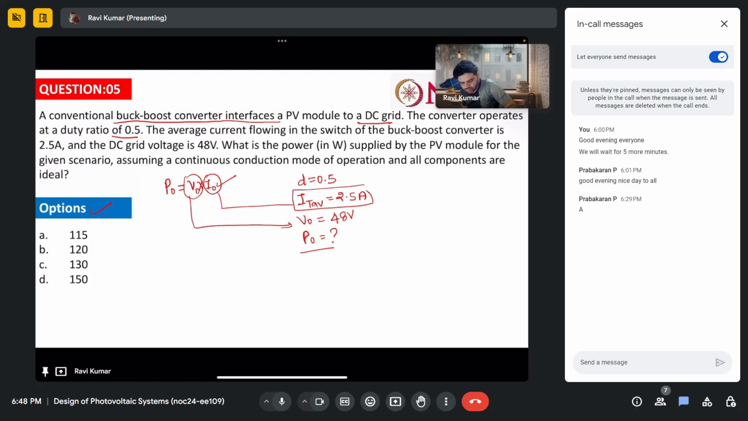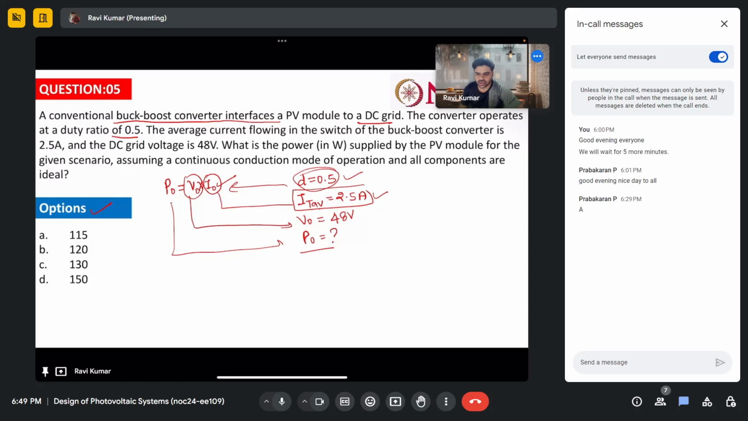So V naught by V is equal to D into 1 minus D, this formula. We already know V naught. We just need to calculate I naught. I naught already has a relation with this T average and this D. Then use this D and this T average to calculate I naught. Then multiply with this V, and then you will get this P naught.